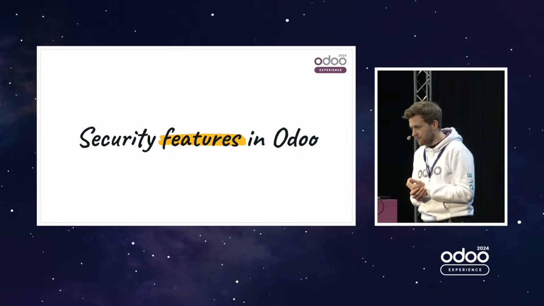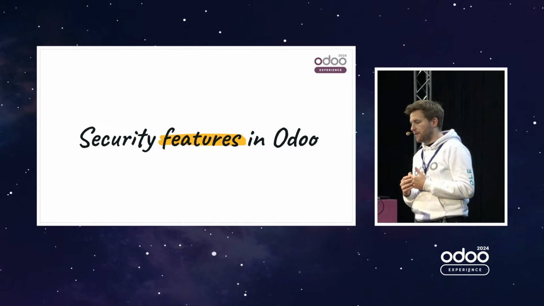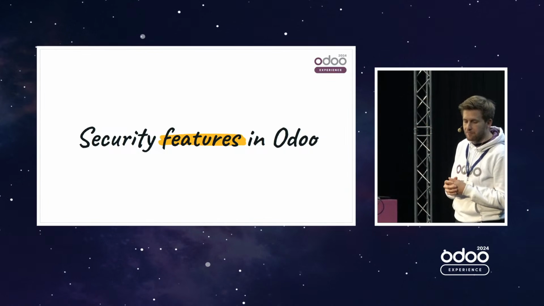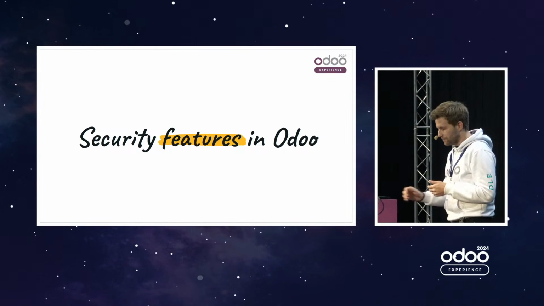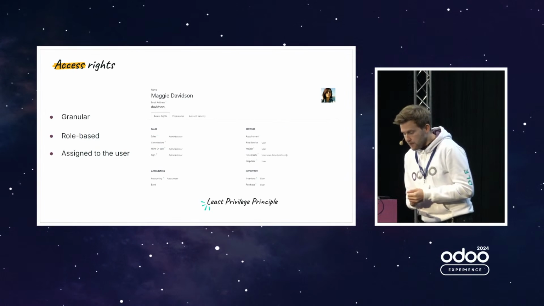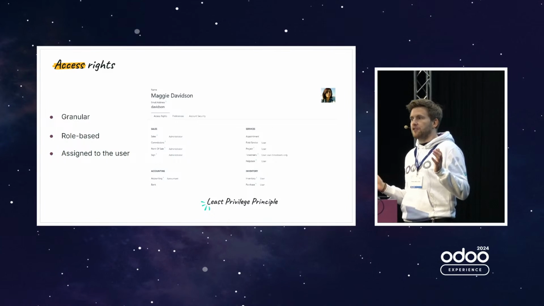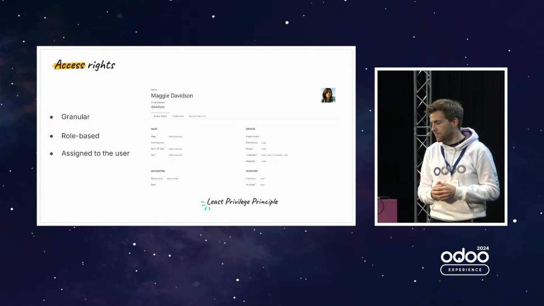So now that I explained what happened in Odoo in the past year and past few years, I can talk about the security features in Odoo. So now it's the features only. I will go to the code afterwards. I will do the basics because I cannot cover every security feature of Odoo.